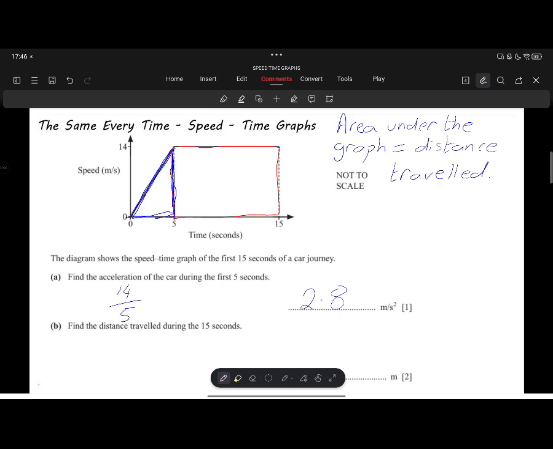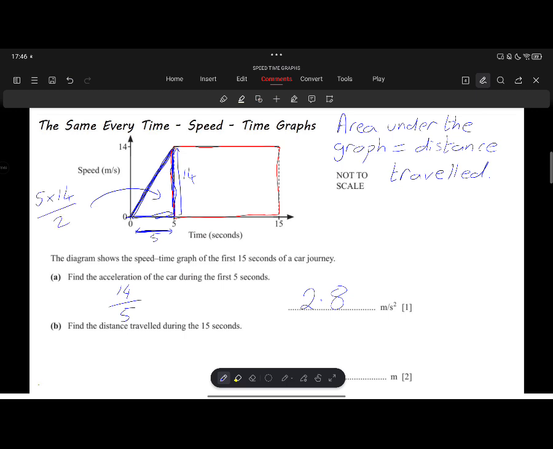So all we have to do is work out the area of each of those shapes. So the triangle is going to be base times height divided by 2. Don't forget the divide by 2. The big mistake a lot of people make with this kind of question is forgetting the divide by 2. It's a triangle. So the base distance there, that's going to be 5, and the height of our triangle is 14. So the area of our triangle, 5 times 14, divide by 2.